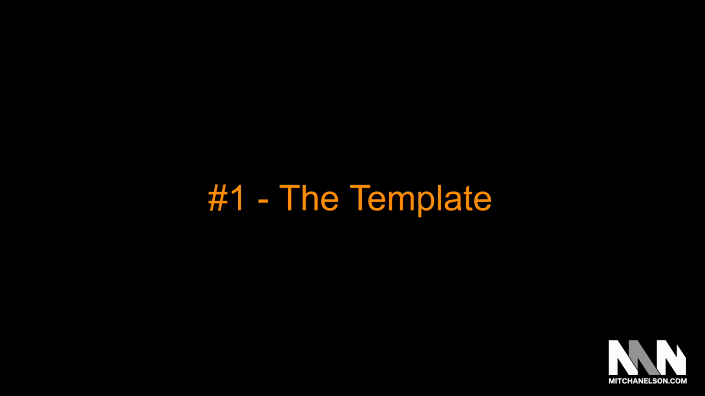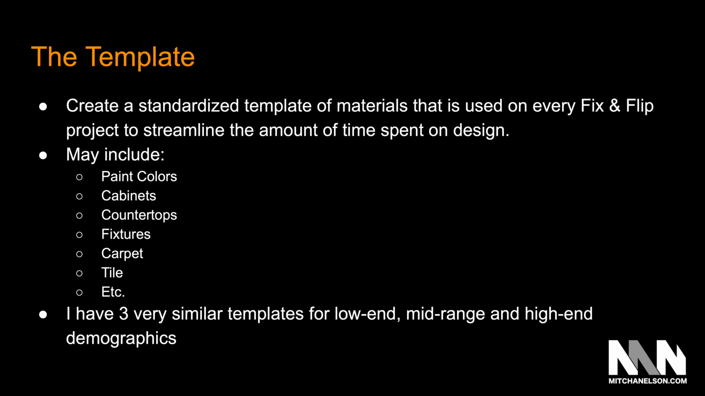Let's dive in. So step number one of the remodeling system is the template. I've alluded to this a little bit in the previous module, but let's go ahead and dive in and talk about the template. You want to create a standardized template of materials that is used on every fix and flip you do. And the reason for doing that is so that you can scale. If you have to spend weeks designing each and every fix and flip you do, that's going to cut back on the scale that you can do fix and flips at. So instead of being able to do 10 at a time, you might only be able to do 2 at a time because you're spending so much time on design.